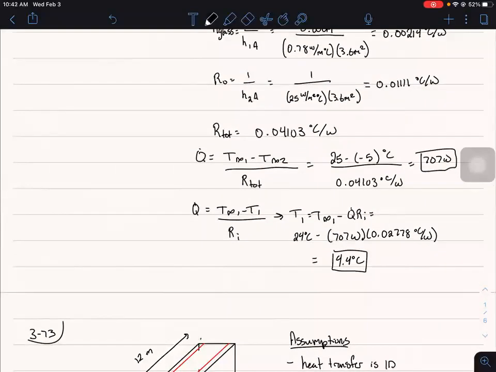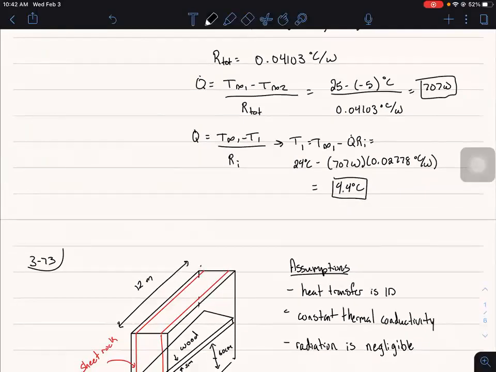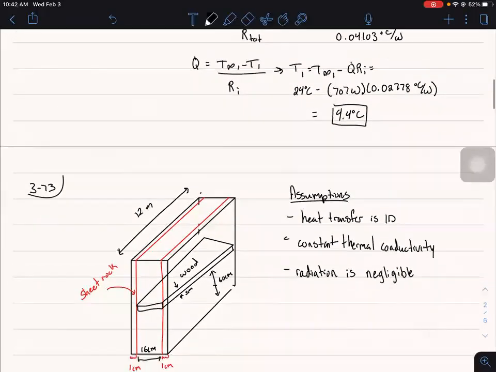Was able to determine the heat transfer through the window by doing T infinite 1 minus T infinite 2 over resistance total, and then was able to determine the inner surface temperature of the window via the same relationships.